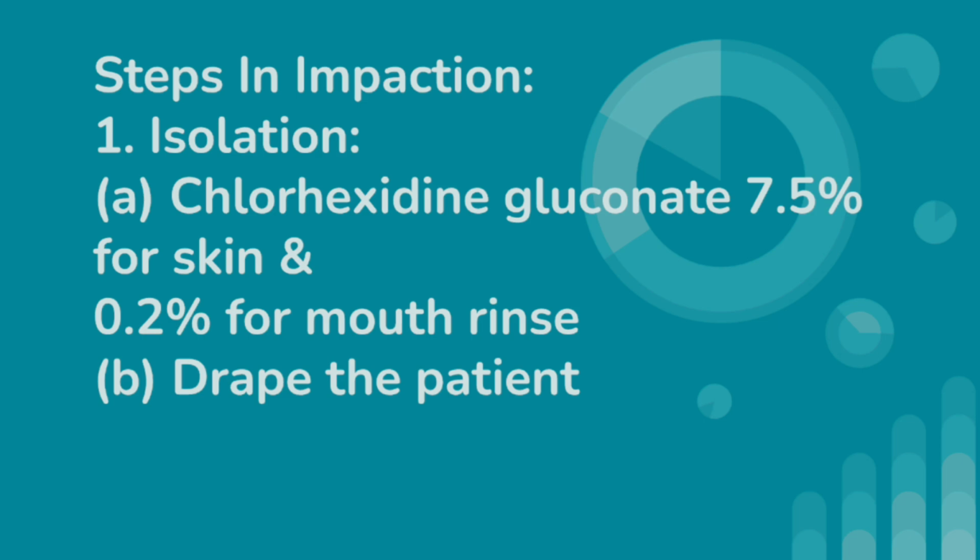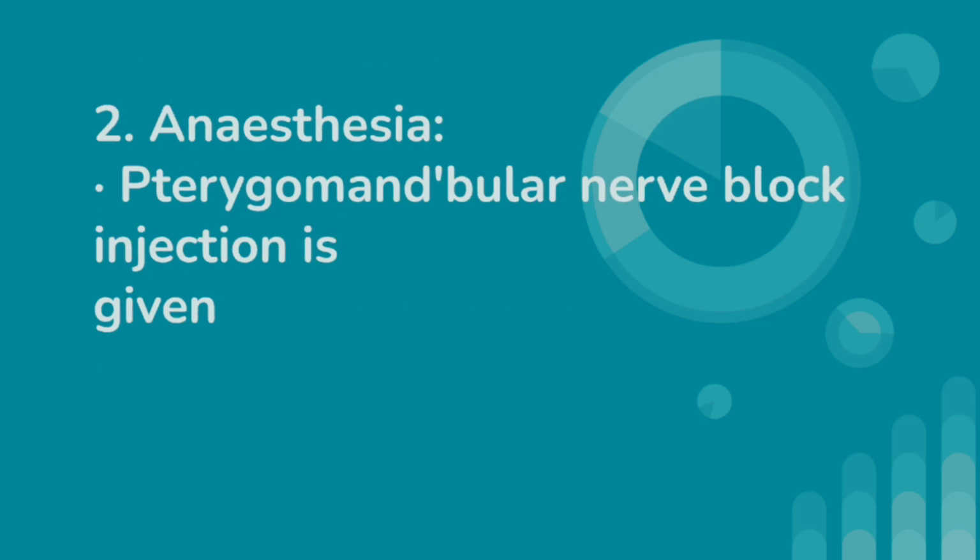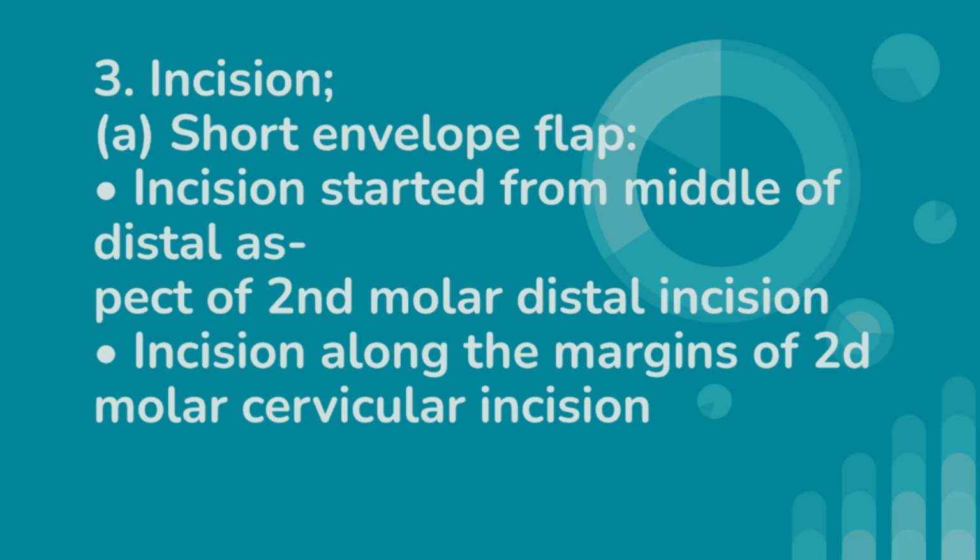So now how you will do the procedure, I'll explain in detail. Steps in impaction. Okay, isolation. First you will isolate the area and clean with chlorhexidine gluconate 7.5% for the skin and 0.2% as a mouth rinse. Then you will drape the patient, then you will anesthetize the area, giving an inferior alveolar nerve block. After anesthesia you will wait around 2 to 3 minutes so that the local anesthetic comes into action.